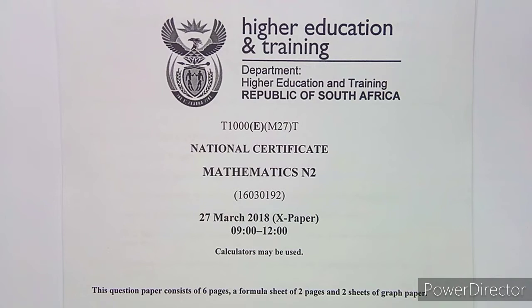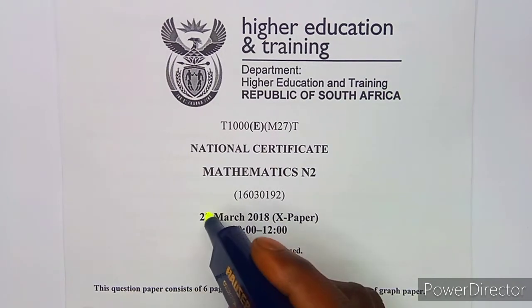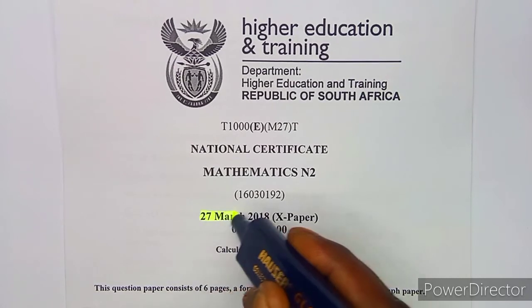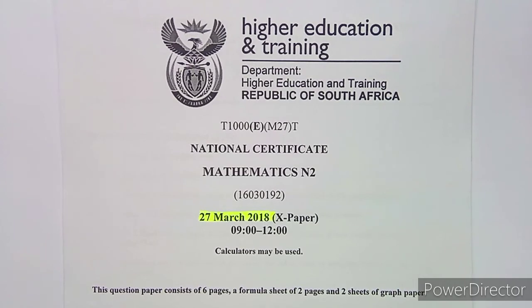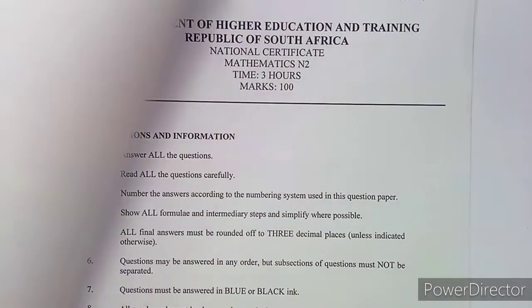In this platform we shall be focusing on the question paper which was written in March 2018 for Mathematics N2. It is an X paper, and this is from 9 to 12, as you can see. We shall try by all means to quickly work on the questions, separately, so that we can understand how we're supposed to answer them. So let us quickly rush through the first questions and so forth.